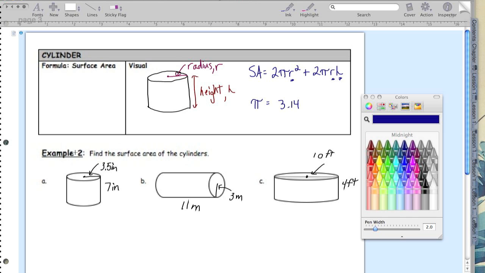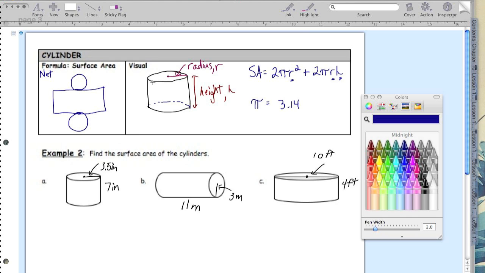Before we jump into solving one, let's see if we can understand where that formula comes from. It's always good, when possible, to see where something came from, so it's not just something you're memorizing, but you can understand the background. What I've drawn here is the net of a cylinder. If I were to unfold it, this is the top circle right here, and this is the bottom, right there.